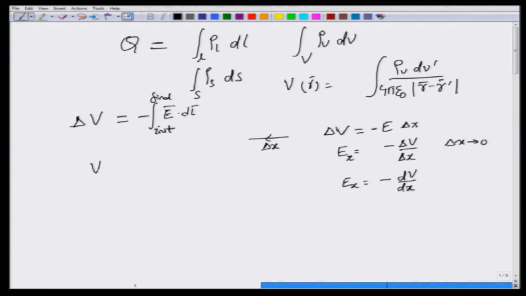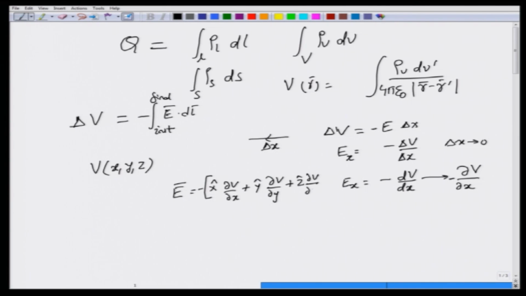However, in general the potential could be a function of all three components. V would be a function of x, y and z. In that case, I have to replace this dV by dx by the corresponding partial derivative, minus del V by del x. So, I can build up other components of the electric field by following this idea. So, I have the total electric field given as partial derivatives. There is a minus sign which is common to all of them: minus x hat del V by del x plus y hat del V by del y plus z hat del V by del z.